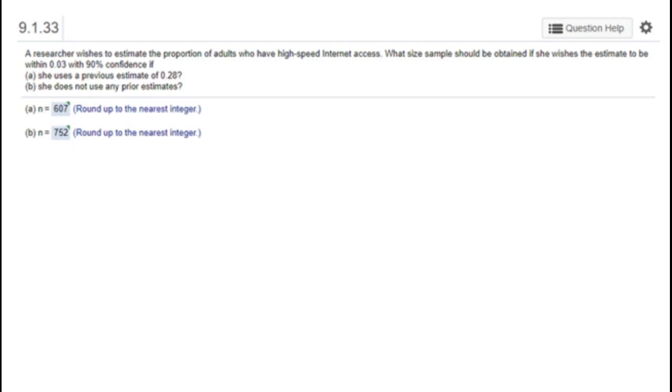All right, so you will find two equations for this problem in your textbook that will help you out. And so to do this, well, for part A, we are interested in finding the sample size for both problems. But in part A, we have a previous estimate of 0.28, and this is referring to the proportion. So for prior estimates on a problem like this, we will need to use the following equation.